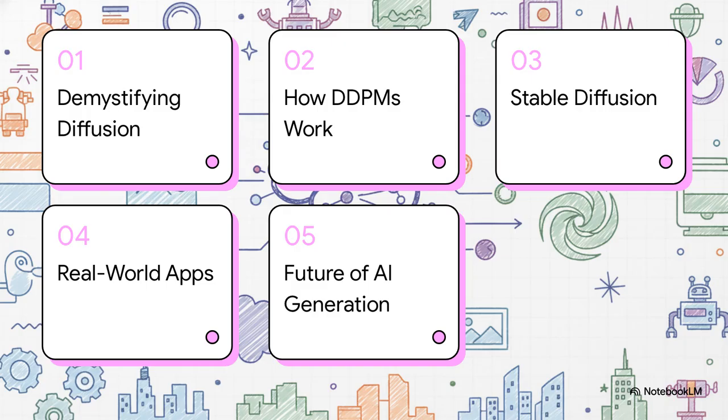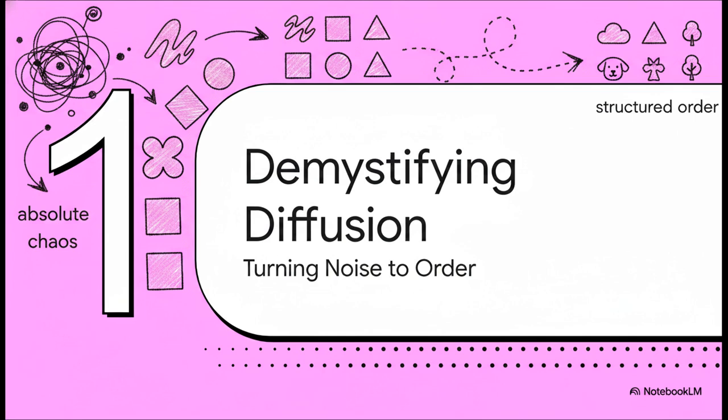Here's our roadmap. First, we'll demystify what diffusion actually is. Then we'll break down how DDPMs actually work. After that, we'll unpack the Stable Diffusion breakthrough, look at some real-world AI applications, and finally, explore the future of AI generation. So, Part 1, Demystifying Diffusion Models. Let's get grounded in how this actually works.